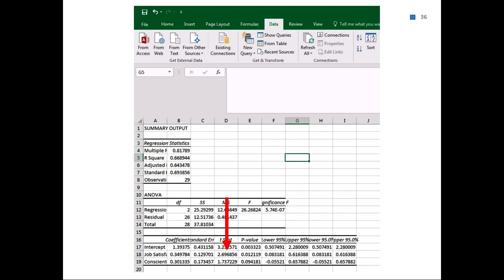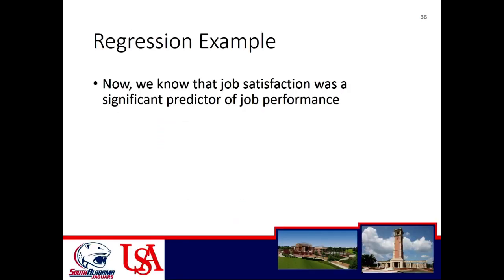And as you know, that's kind of difficult to interpret. So we would go ahead and look at our p-value for job satisfaction. This would tell us whether job satisfaction was indeed a significant predictor of our outcome. We can see our p-value for job satisfaction was 0.012. So is job satisfaction a significant predictor of job performance? Hopefully you said yes. Now we know that job satisfaction was a significant predictor of job performance.